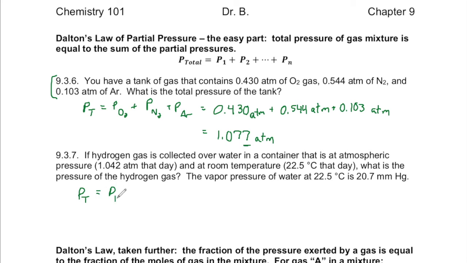A lot of times, including in one of our lab experiments, we have the total pressure and we have the pressure of one of the gases. We have the atmospheric pressure, and we know what the vapor pressure of water is at that particular room temperature. And we are trying to get the pressure of the other gas. So we take the total pressure and we subtract the partial pressure that we know, and we can get the partial pressure that we don't know.